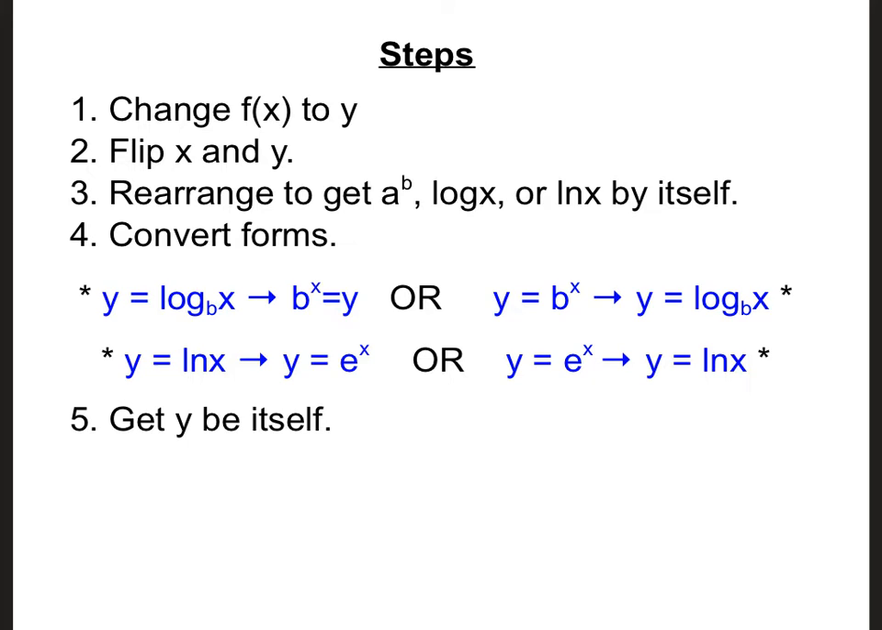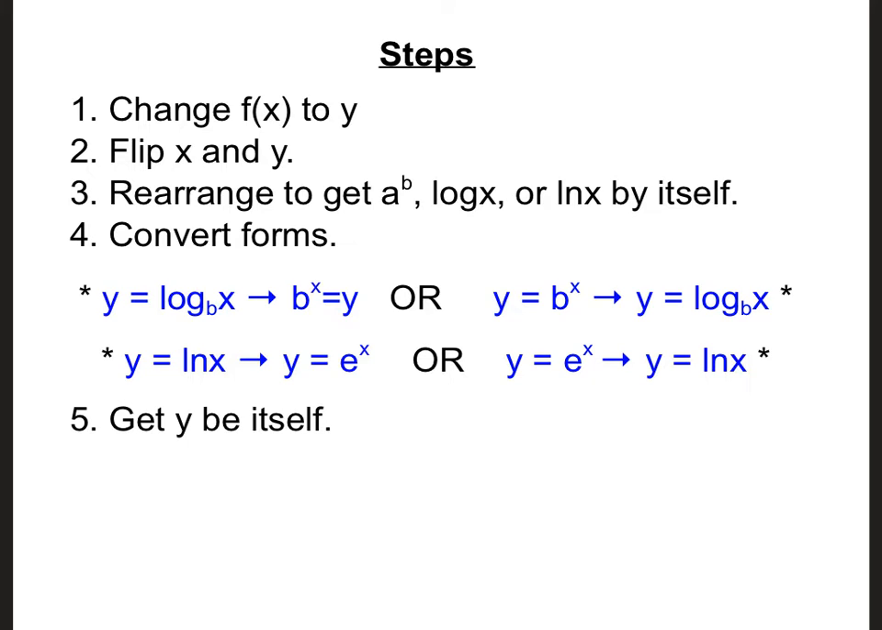Your second step, just flip x and y. So make your x a y, make your y an x. The third is rearrange to get a to the power of b, log of x, or natural log of x by itself. The fourth one is you're going to convert forms.